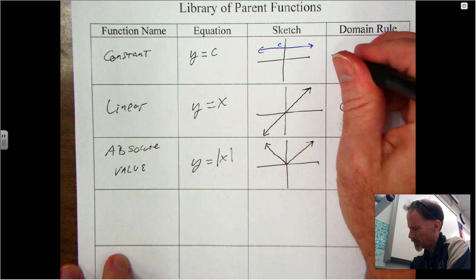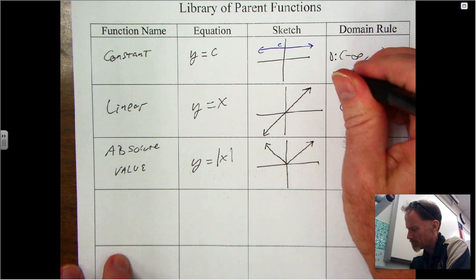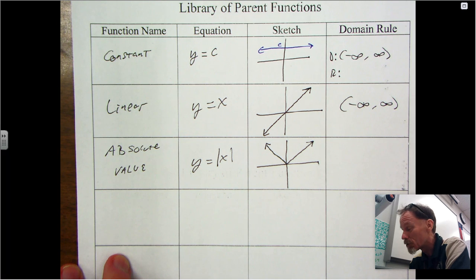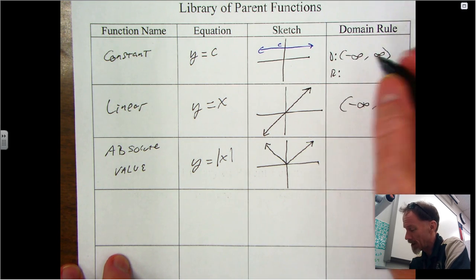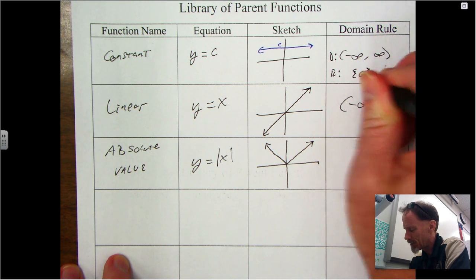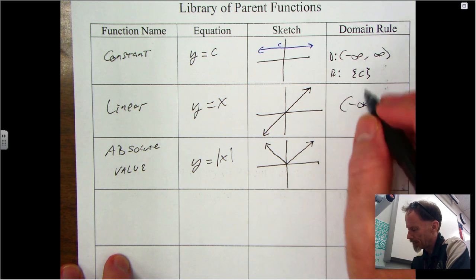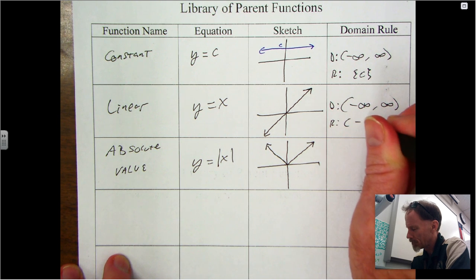I guess I should also put the range of these things, although we're not as concerned with the range, but I'll come up here and add in the range also. The range, so let's go back to the constant real quick. So the range is just whatever that c value is, and that's all it is, because it doesn't go up or down at all. The range of the linear function is also all real numbers.